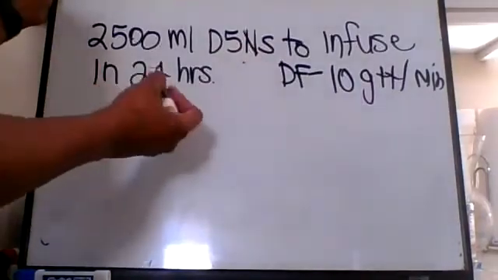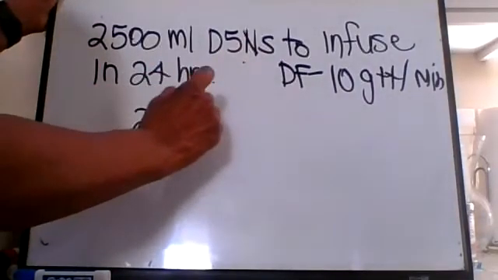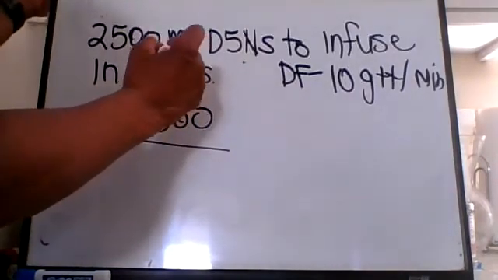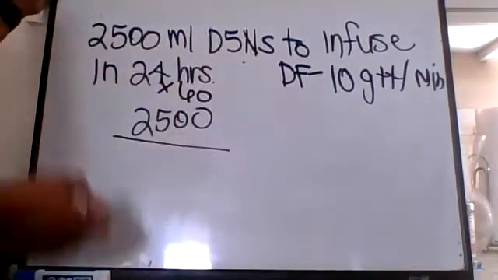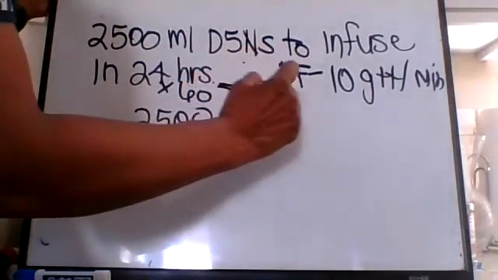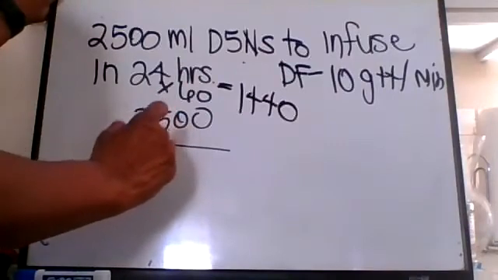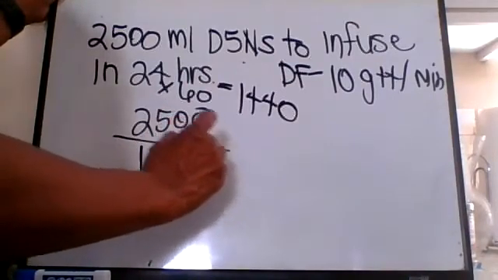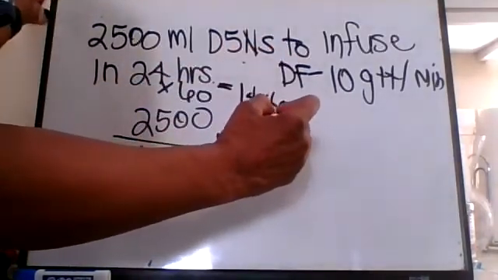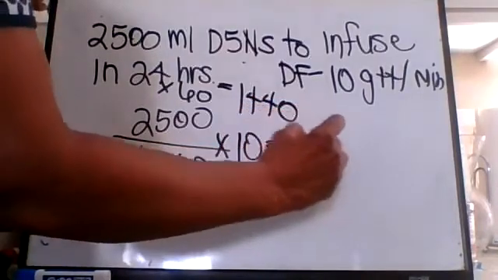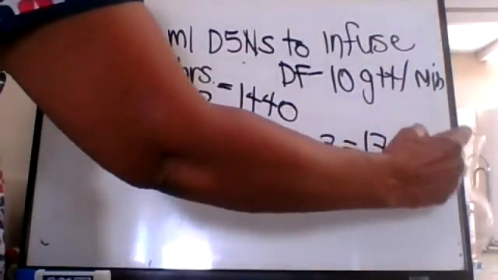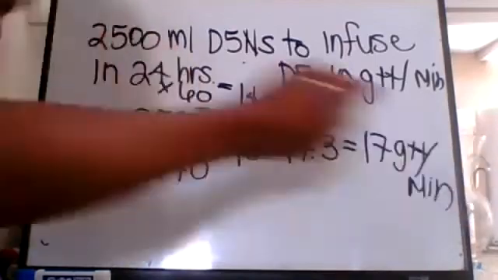All right, so what's the setup? It's milliliters to be infused divided by minutes. So we have to convert these 24 hours into minutes by multiplying by 60. We take the 24, we multiply it by 60, and we come up with 1440 minutes. So 2,500 divided by 1440 minutes times the drop factor, which is 10. And we come out with 17.3. We round it to the nearest whole number, 17 GTT per minute.